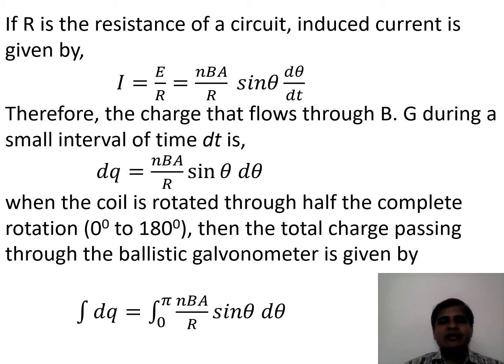Therefore, the charge that flows through the ballistic galvanometer during a small interval of time dt is given by dq is equal to N into B into A upon R into sin theta into d theta. When the coil is rotated through the half complete rotation, that is 0 degree to 180 degrees, then the total charge passing through the ballistic galvanometer is given by integrating the above equation, that is, integration of dq is equal to integration over 0 to pi N into B into A upon R into sin theta d theta.